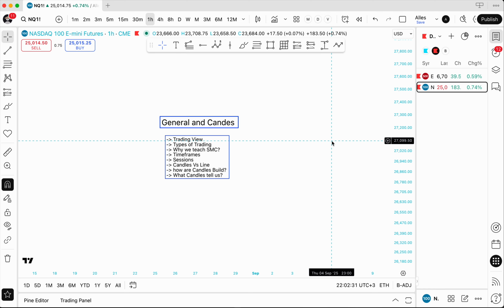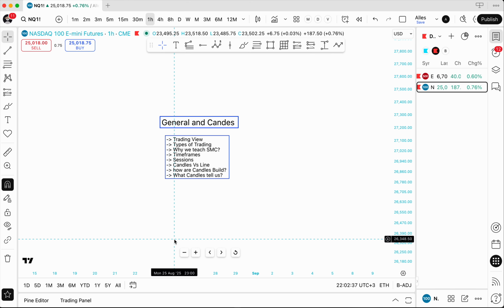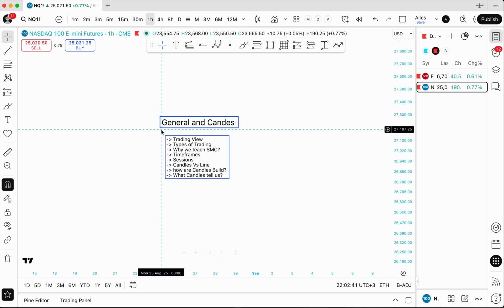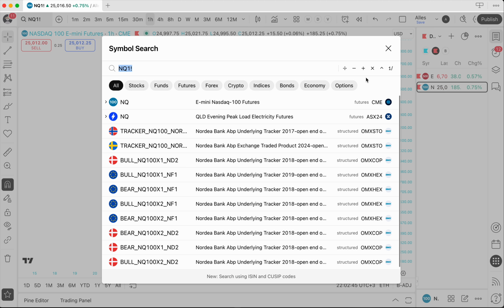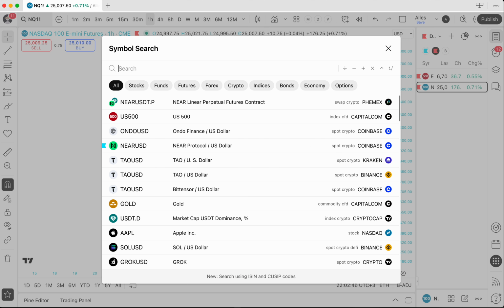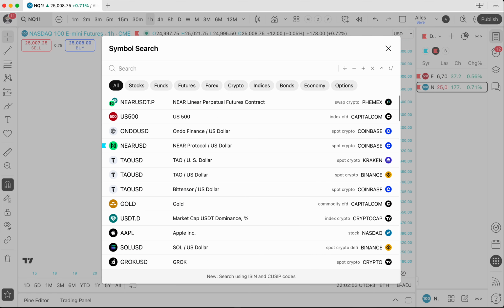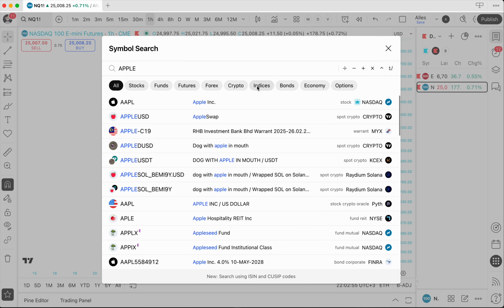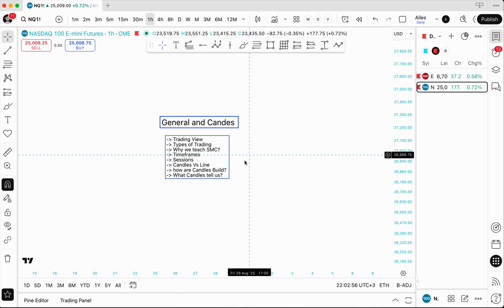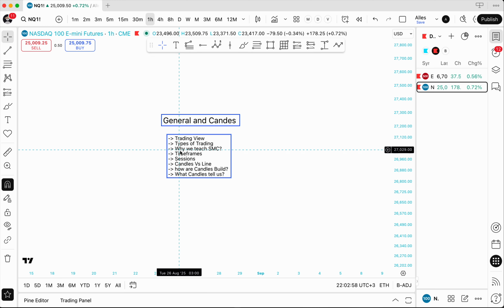And for analyzing, to do your prediction, you need to do analyzing. And for analyzing, you can see it on TradingView because TradingView has basically all charts. How you can search charts just here on the top, and you can search whatever you want. You can search for gold, and you have the gold chart. You can search for Apple, and you have the Apple stock. You can search for everything and analyze here.